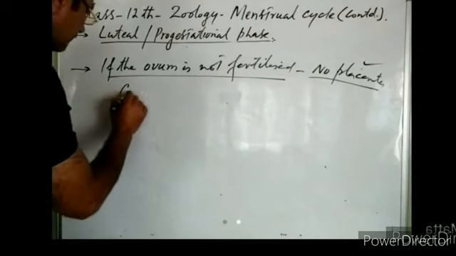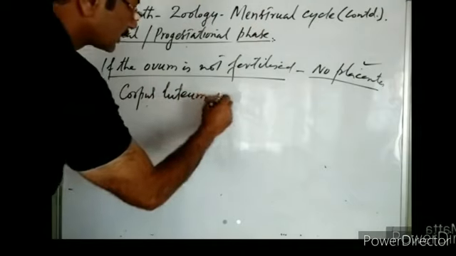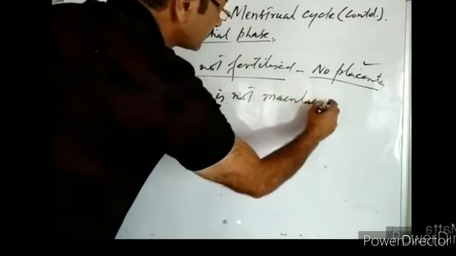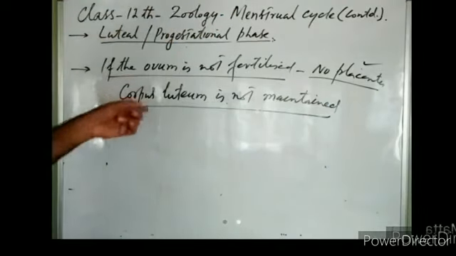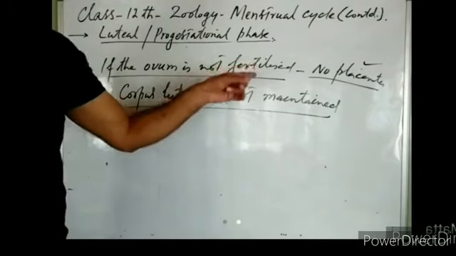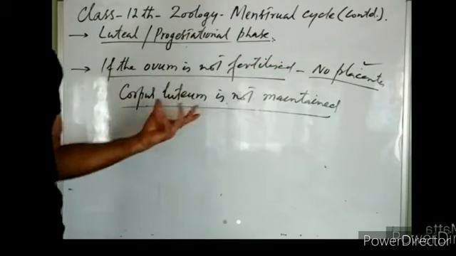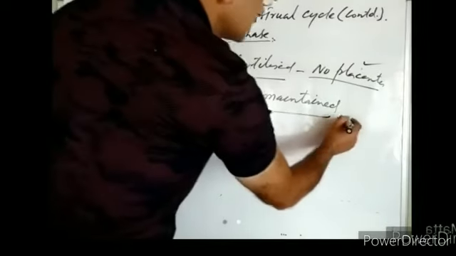So when there is no placenta, this corpus luteum fails to be maintained. What maintains corpus luteum? When fertilization had occurred, corpus luteum was maintained by HCG produced by placenta. Now, since no placenta is formed, there is no HCG, and corpus luteum is not maintained, so it degenerates.